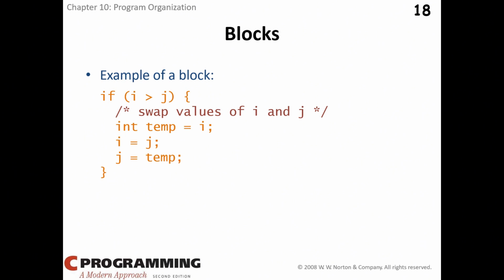In this example, we have an if statement that checks if the value of variable i is greater than the value of the variable j. If this condition is true, the block of code within the curly braces is executed. Inside the block, we have multiple statements that perform a swap operation on the values of variables i and j. We declare a temporary variable temp to hold the value of i before swapping it with the value of j. This allows us to safely exchange the values of the two variables.